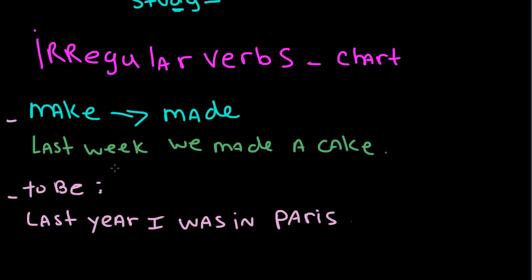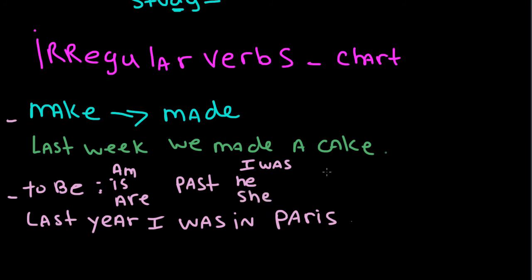In the present, it is am, is, and are. And in the past, the to be verb becomes I was, he was, she was, we were, and they were. So don't forget to conjugate the verb that goes with the subject of the sentence and the pronoun. Let's look at some more examples of some irregular verbs.